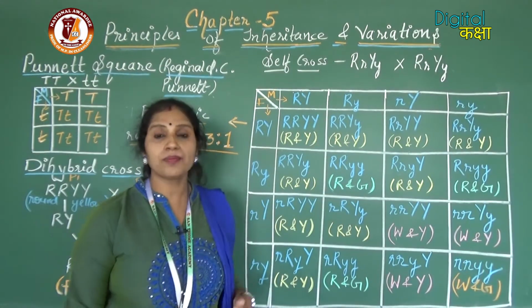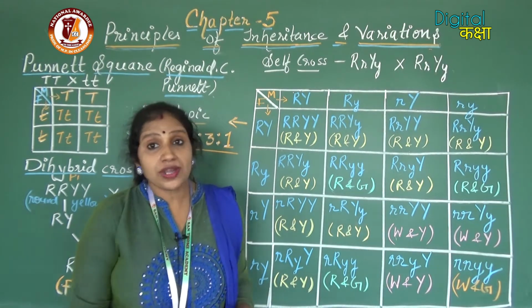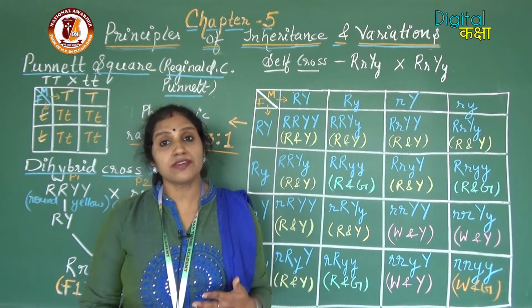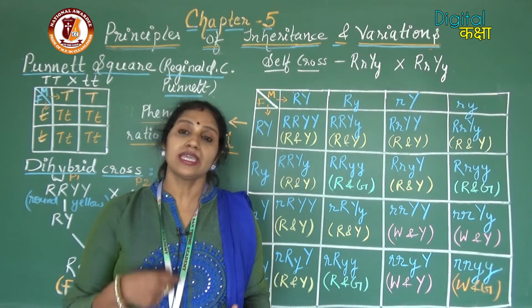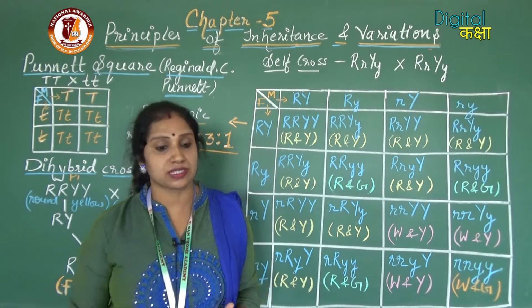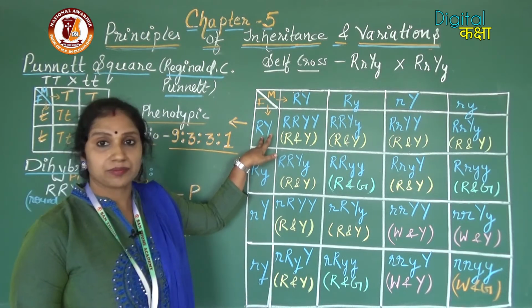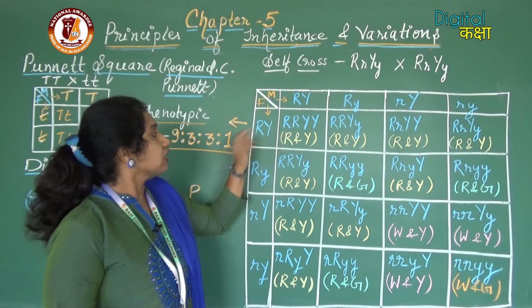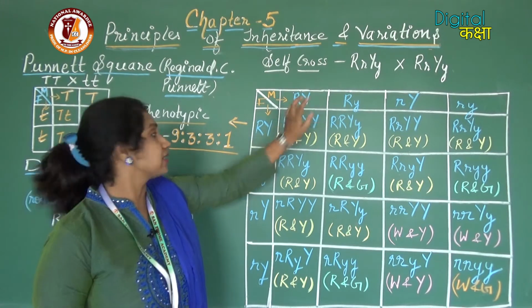So we will perform this cross by the Punnett square. As 4 gametes are there, there will be 16 squares, and these 16 squares will be representing the different genotypes. Now let us see how the crossing is being done. Here we can do the cross as this crossed with this.